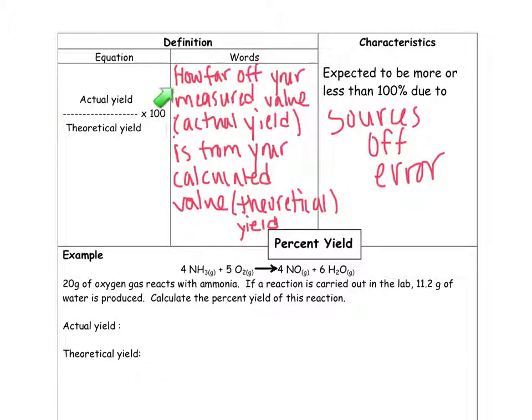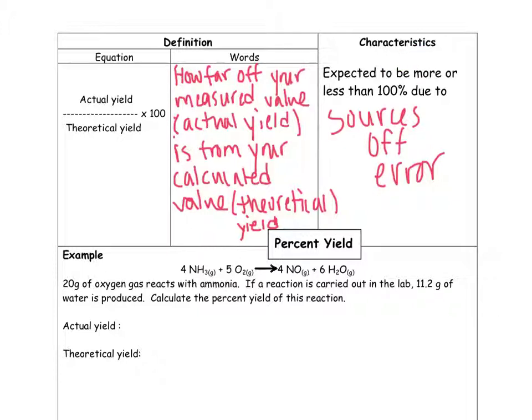So here's our equation from the last page. And what does that actually mean in words? Can you explain to me what that means? And hopefully you would say that it's how far off your measured value, which is your actual yield, is from your calculated value, which is your theoretical yield. So conceptually, that's what that means. Life lesson, don't just memorize equations, stop to think about what they mean.